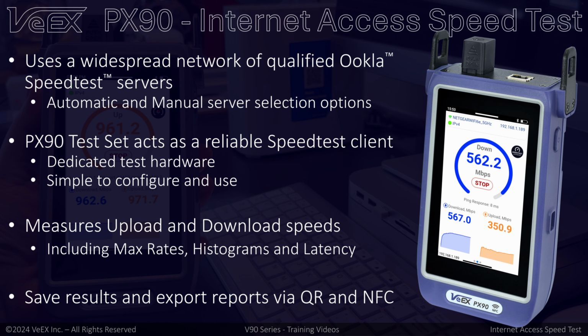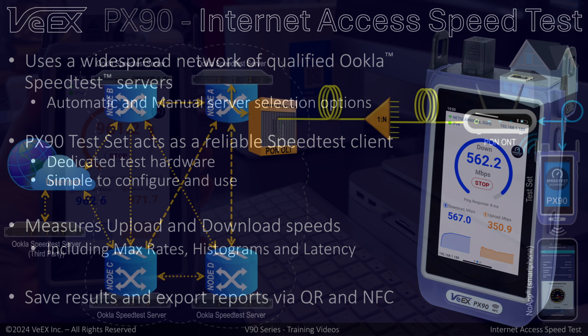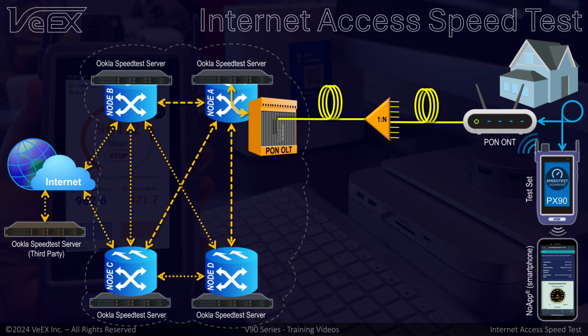However, be aware that if you are currently using free software-based apps or web pages, their performance may vary, depending on the smartphone, tablet, computer, or device used to run the test. For that reason, in this session we will focus on the use of an application-specific test set, which provides more reliable results. Here is a simplified diagram of a high-speed internet services network, using a PON optical distribution network architecture.